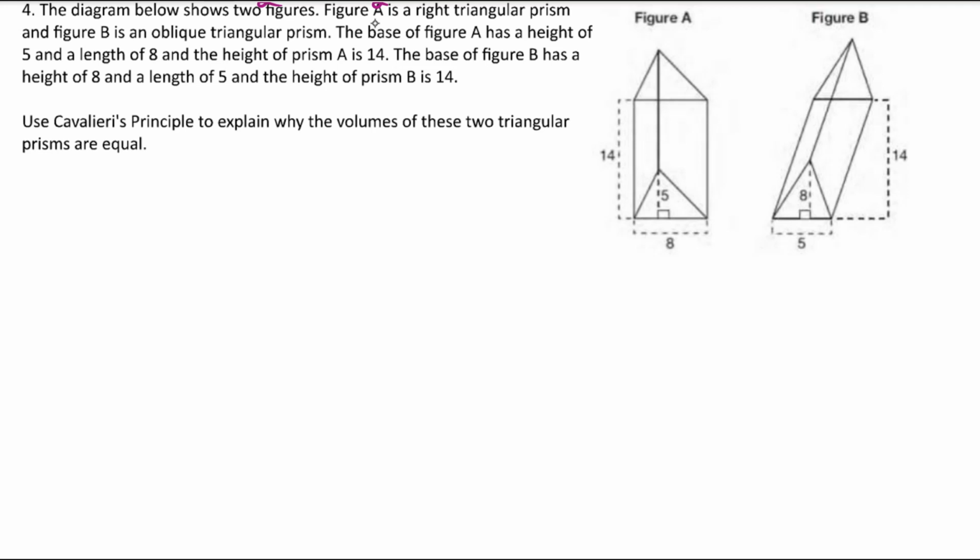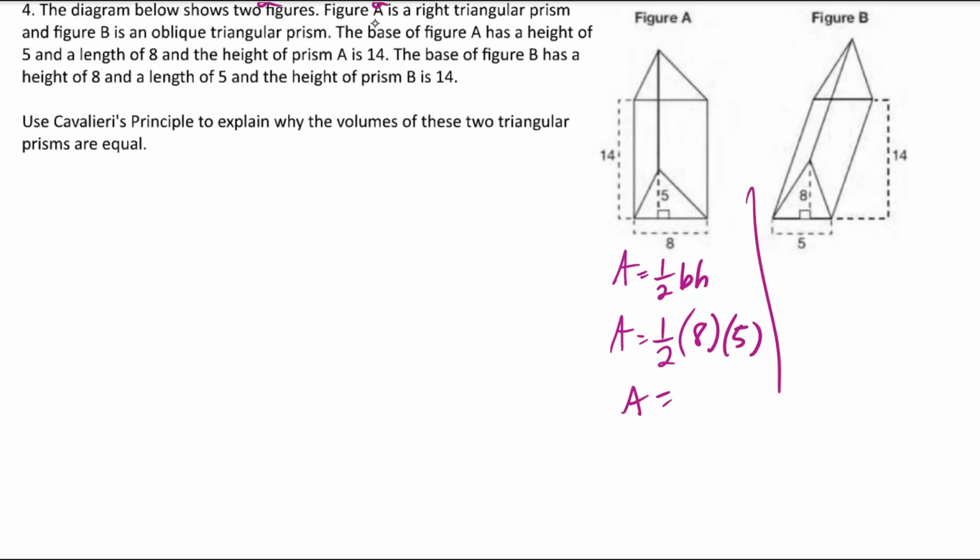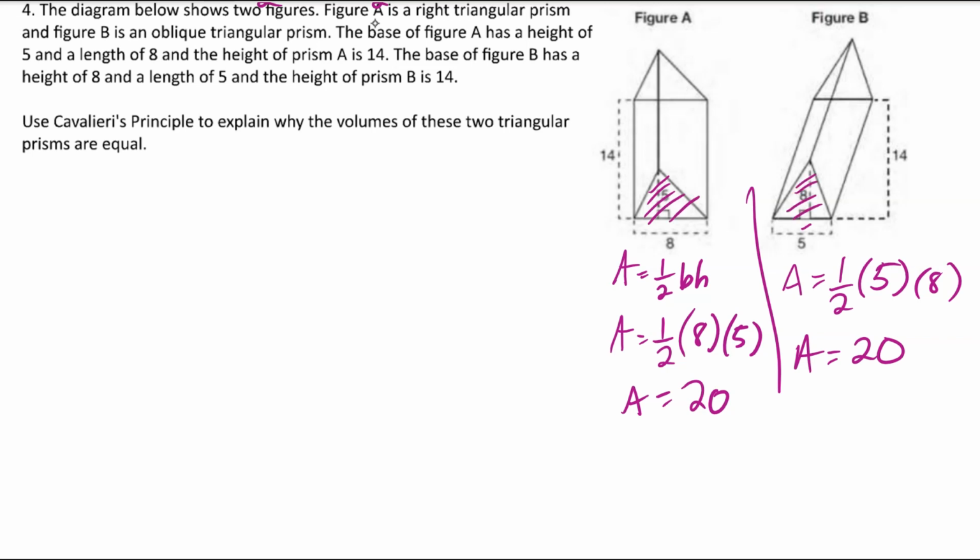Realistically, all this is saying is that these triangles would have the same area. If you think about how you calculate the area of a triangle, 1/2 base times height, here it would be 1/2 of my base of 5, my height of 8, and that area of the base would be 20 units squared. The area of this base would be the same thing because my base is 5 and my height is 8. Remember, multiplication is commutative, it doesn't matter what order it's in. So the area of these bases are the same. But the height of the prisms are also the same.